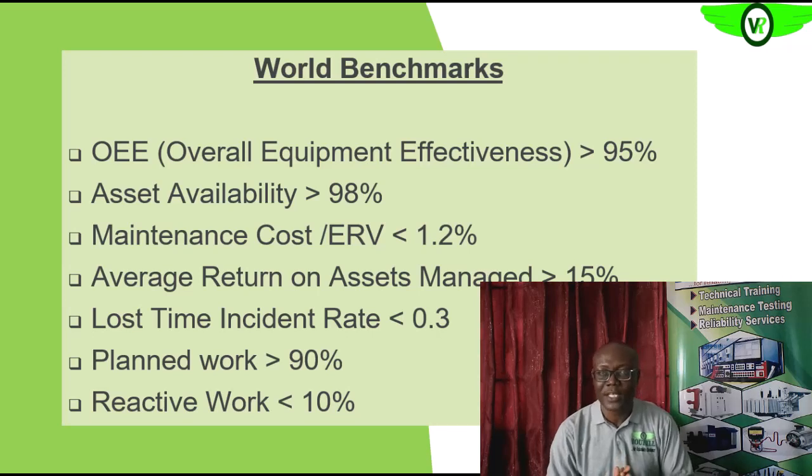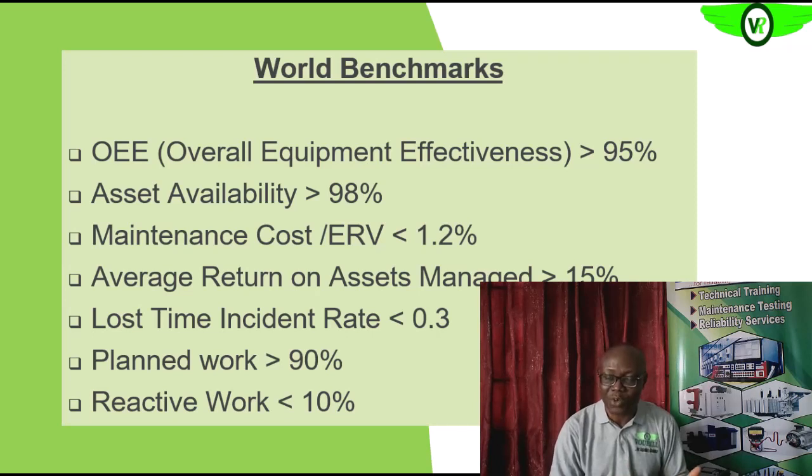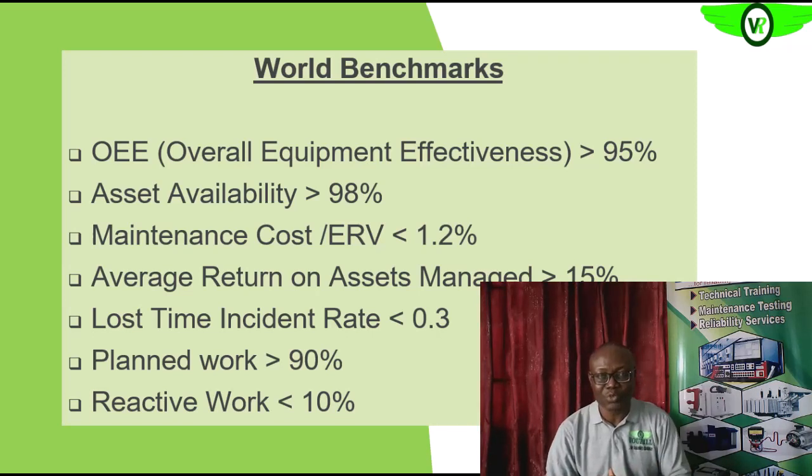So, like we said earlier, a plant whose reliability is optimized should be able to have an overall equipment effectiveness of more than 95%, and also asset availability of more than 98%. Then the ratio of the maintenance cost, that is the asset maintenance cost to the replacement value, should be less than 1.2%, if the reliability of the asset is optimized.